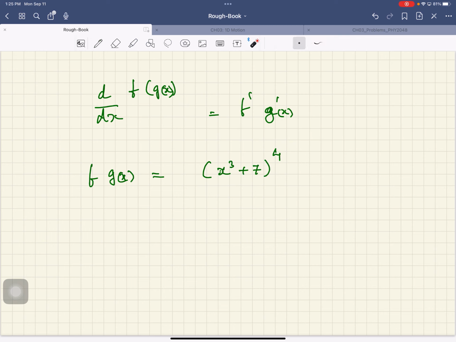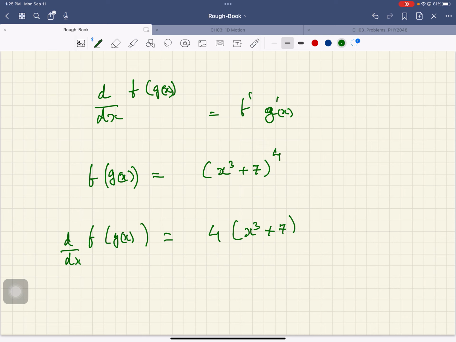Okay, what that means is, think of this as x. You start with the exterior first. If this entire thing were x, what would be the derivative of that? 4 times this cubed, yeah. So the derivative of that would be 4 times (x^3 + 7)^3. But this is not x, this is g(x). Now take the derivative of that, times 3x^2 plus 7. So that's how you would take it, okay?